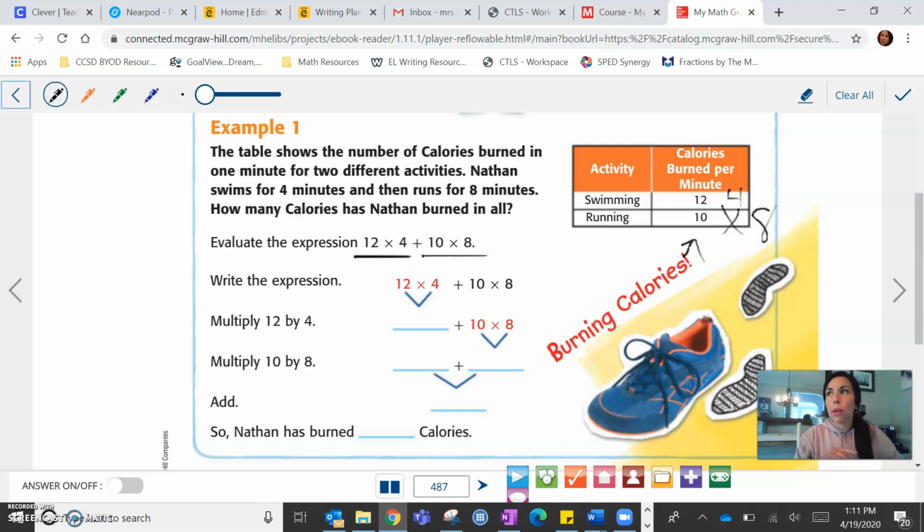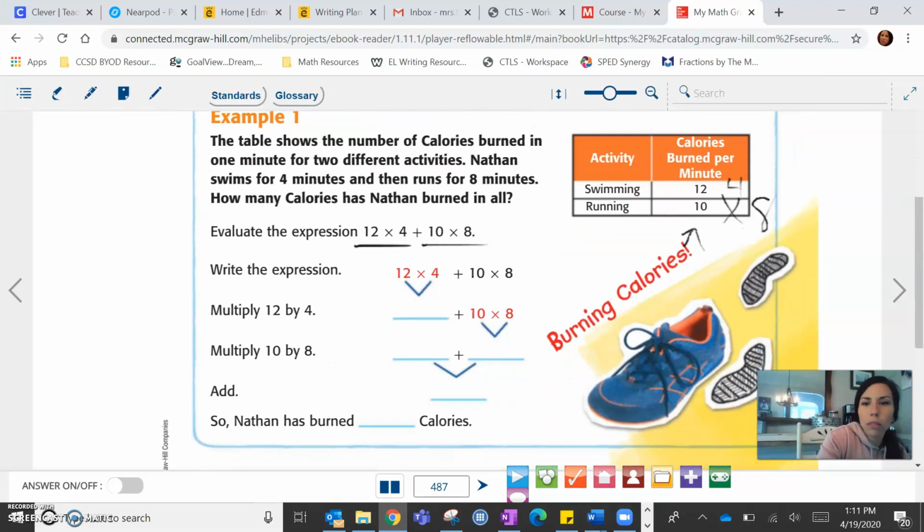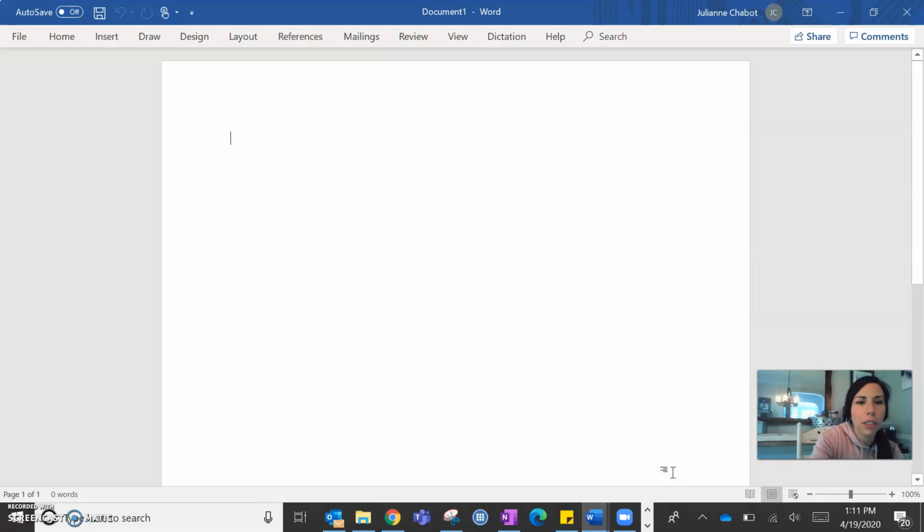So the way that we remember the order of operations is by using the acronym PEMDAS. And we say, please excuse my dear Aunt Sally. Okay, so let's just write that over here. I will show you. I guess I can't do that. So I might have to open another window. Okay, I'll show you right here.